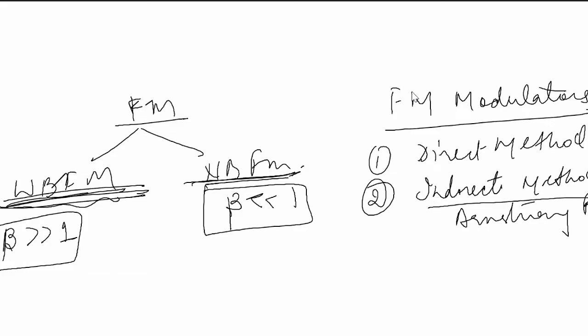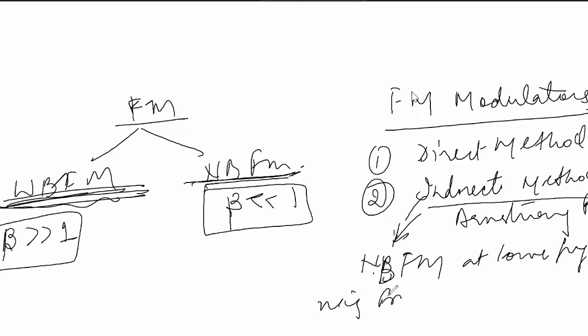And in the indirect method, you first generate narrow band FM at lower frequency, and then using frequency multipliers, you increase the frequency and convert narrow band FM into wide band FM. So what is the need of the indirect method? Why are we using this method? Why should we first generate narrow band at low frequency and then increase it to wide band?